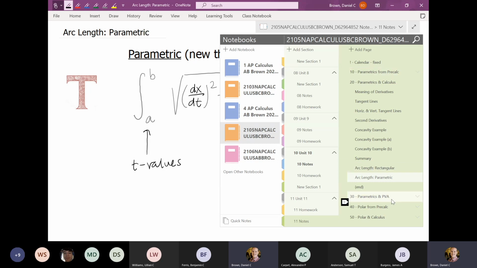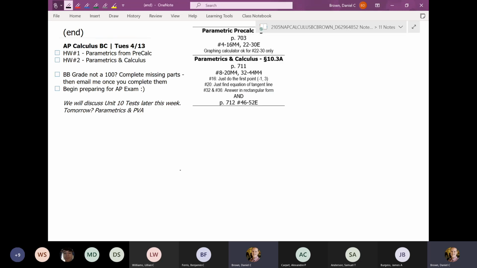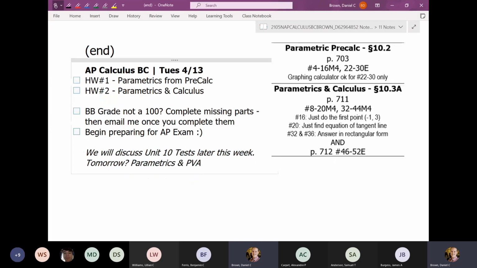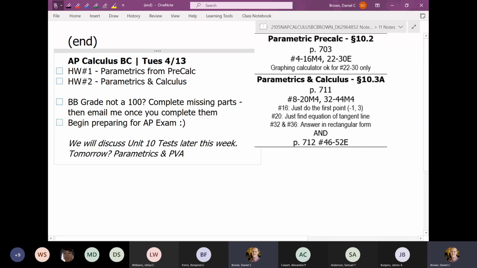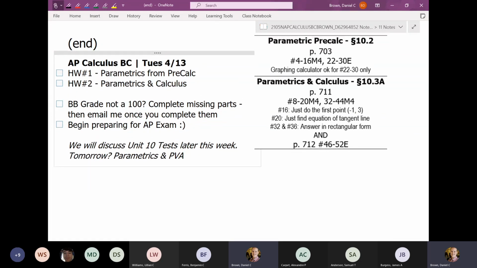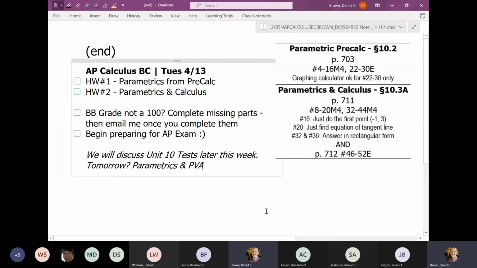Same assignment from yesterday, just adding to that homework number 2. I did fix the answer key folder. I know some of the pages were missing, and all those have been fixed at this point in case you were trying to check your answers and couldn't find all the questions. If you didn't notice the answer key wasn't there, then maybe you should go back and check your answers, of course. But you have homework 1, which is the parametrics from pre-calculus.